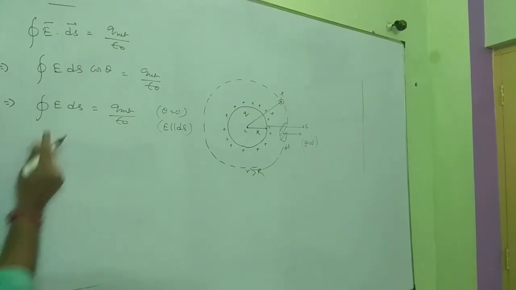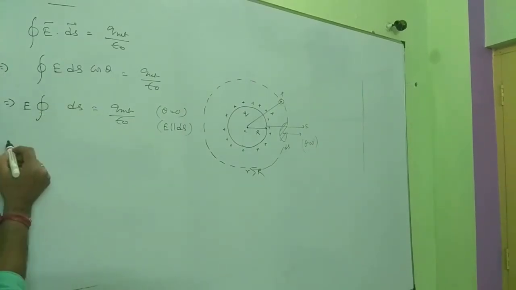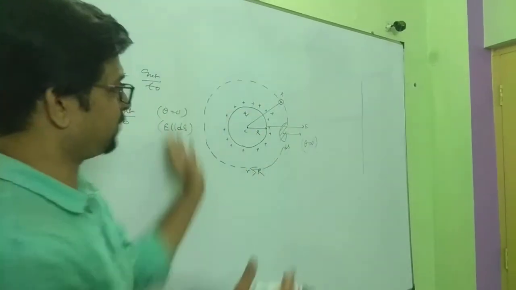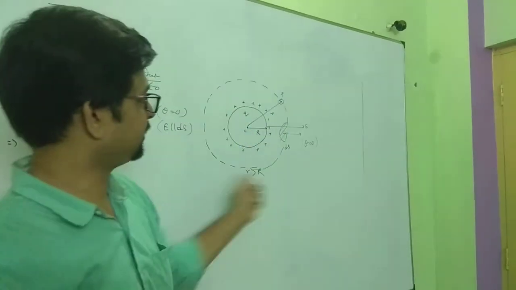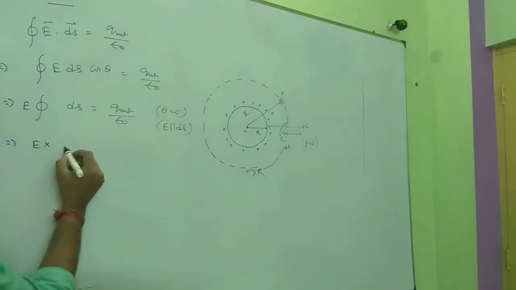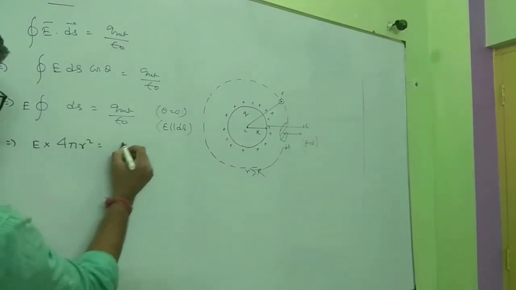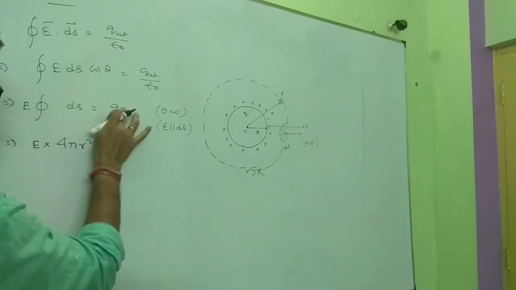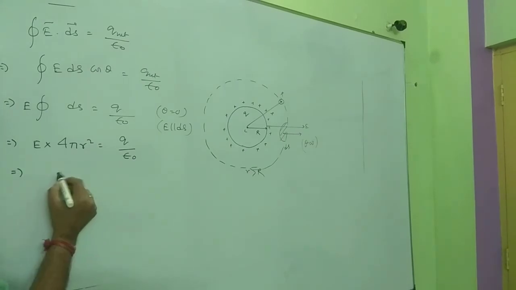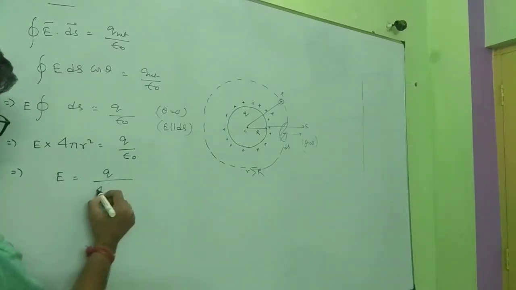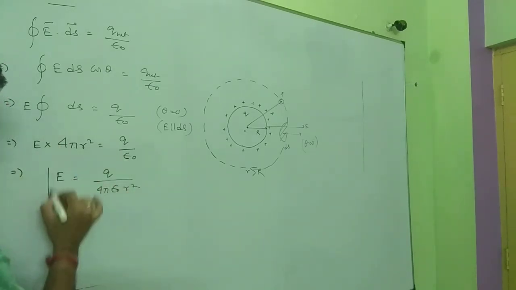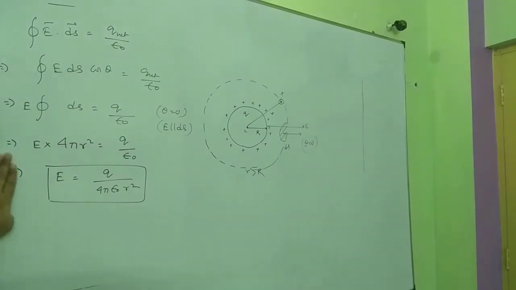So E is taken out of the integration. Now the integration of ds over the entire surface: it is a sphere, mind that, again I am saying it is a sphere, not a circle, enclosing the entire charged sphere. So the total surface area will be 4 pi r square. That is equal to Q net, which we can write as Q because the total charge is Q, so it is Q by epsilon 0. Therefore E can be written as Q by 4 pi epsilon naught r square. This is the expression of the electric field.